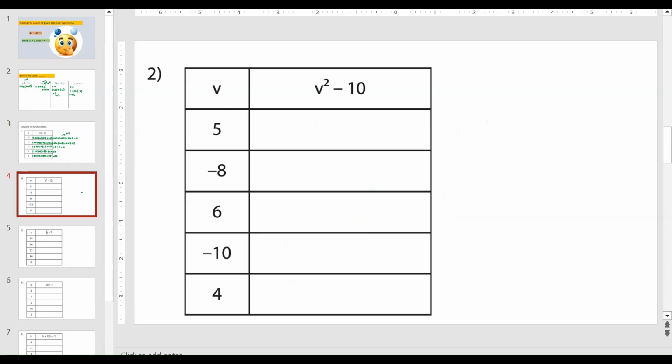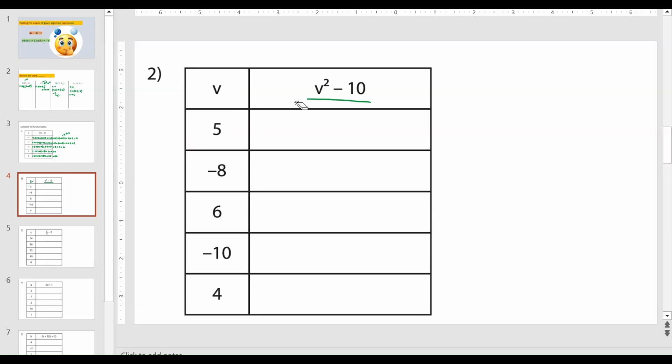Question number 2 of the worksheet. The expression we have is v square minus 10. Our variable is v, and we have different values here: 5, minus 8, 6, minus 10, 4. So I'm going to do question A and B only. Remaining, please try yourself.